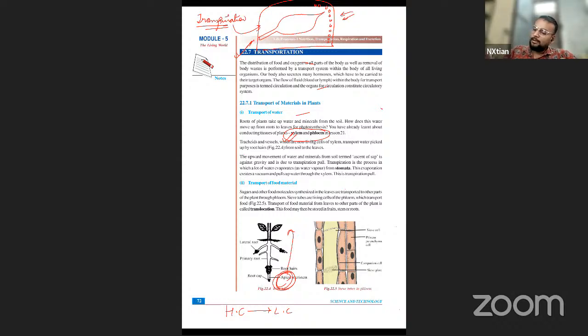Okay. Now I'll make a diagram for you so that you can understand. Okay. So for example, this is the plant. Don't laugh. Wait.